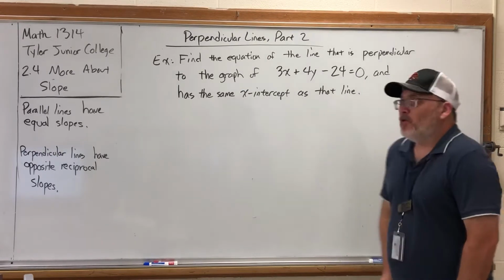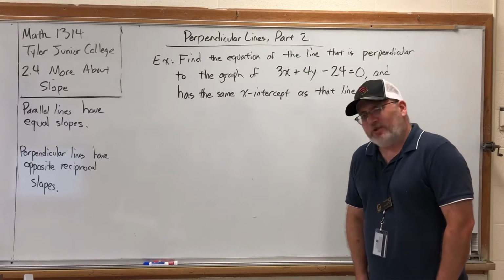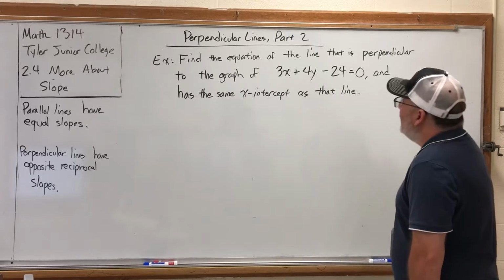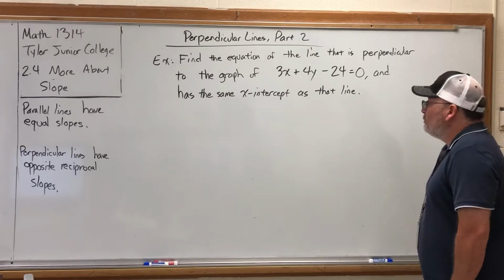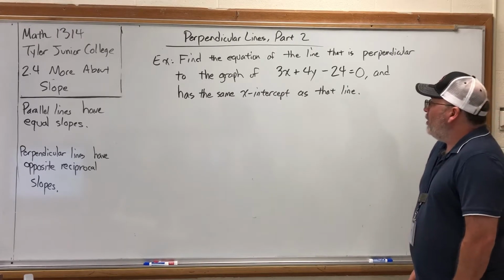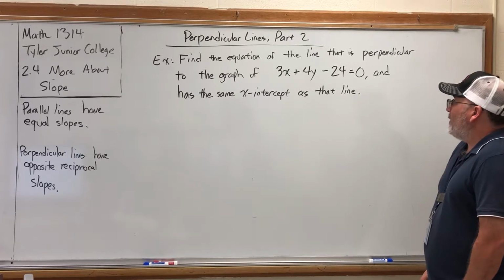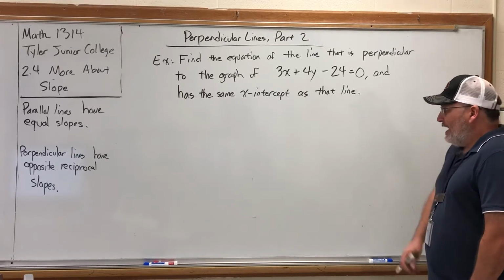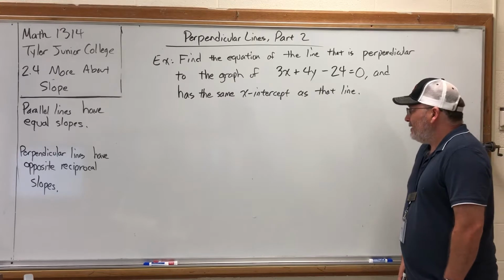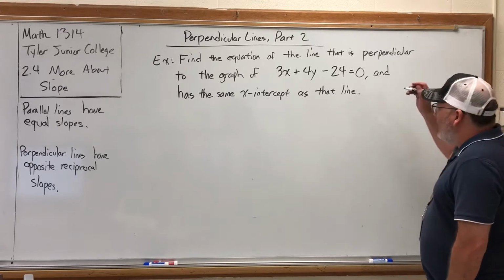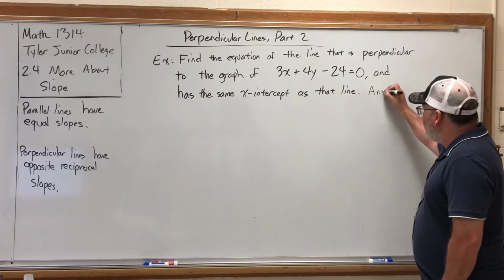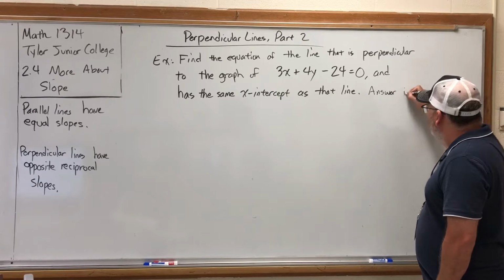This one's a little bit more, I don't want to say it's tougher, it's just different. Find the equation of a line that is perpendicular to the graph of 3x + 4y - 24 = 0 and has the same x-intercept as that line. And I didn't specify it, but we will answer in general form.